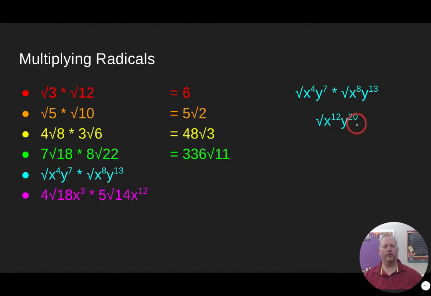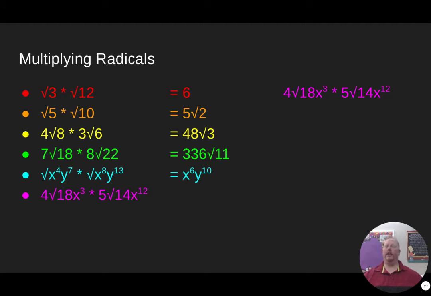So now that I've got that underneath one radical, what I can do is figure out the square root by taking half of the exponent. So x to the 12th turns into x to the 6th, y to the 20th turns into y to the 10th, with no square root on it. I've already used the square root to go from 12 and 20 to 6 and 10. So x to the 6th, y to the 10th, that's my final answer on that one.